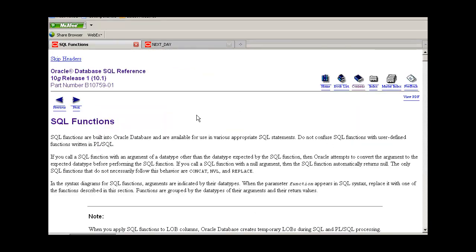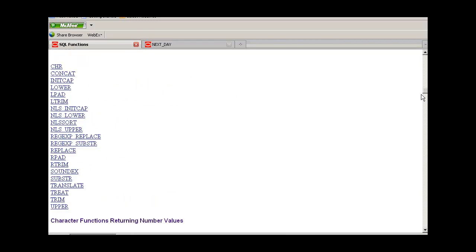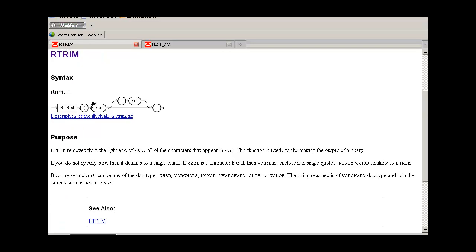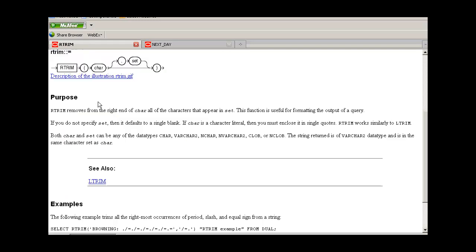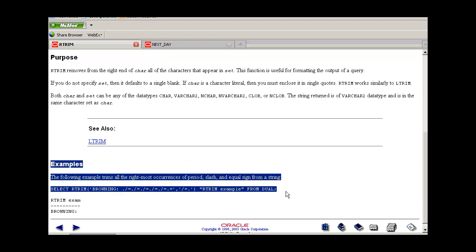So here is an example. This is the chapter that I'm talking about, and if you scroll down, these are the functions. For example, there is a function called replace, rtrim, rpad, translate, treat, and all these. Whenever you want to see a function, you click on it. You'll see the detailed syntax of how it is used, and also, importantly, they will give you a lot of examples of how to use that function.